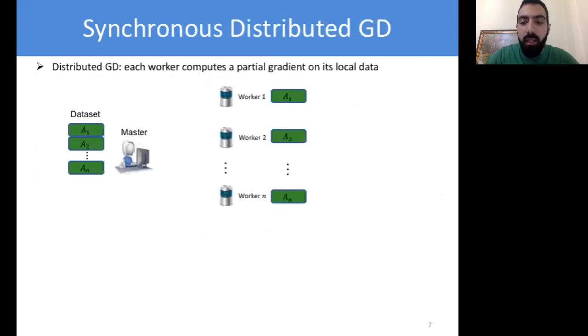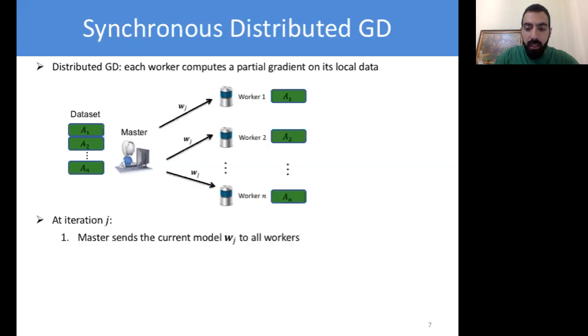SGD, as many of you may know, is the backbone of many machine learning systems nowadays. For that reason, we are interested in techniques that speed up distributed stochastic gradient descent. But first, to understand how gradient descent works in the distributed setting, consider the following scheme. Assume the data is partitioned across the workers and we want to run distributed GD. The update procedure is the following.